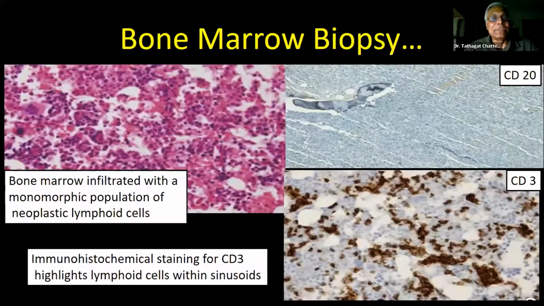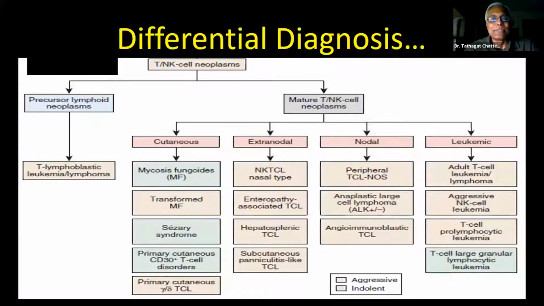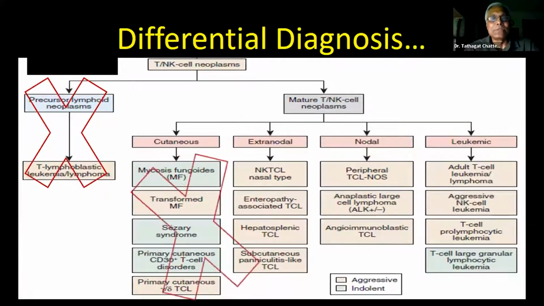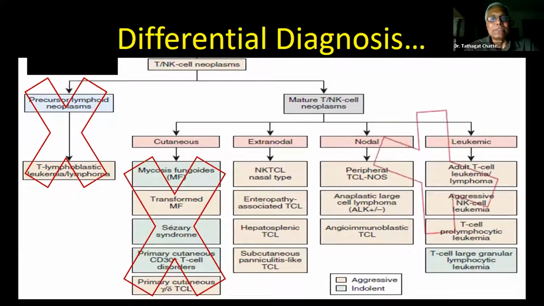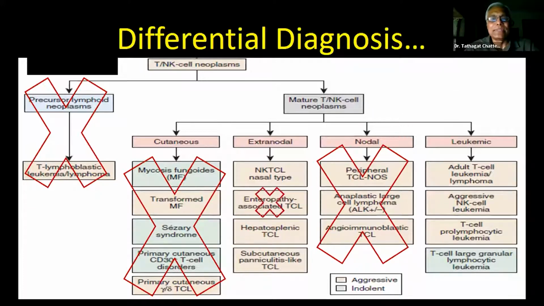The bone marrow shows an infiltration with a monomorphic population of neoplastic lymphoid cells, CD20 negative, CD3 positive in IHC. And we are seeing the CD3 positive lymphoma cells within sinusoids. This is a classical picture. So when we do a differential diagnosis, the precursor lymphoid neoplasm is out. Mycosis fungoides is out. Nodal peripheral T cell lymphoma not otherwise specified and anaplastic large cell lymphoma are out. The extranodal enteropathy-associated TCL is out.